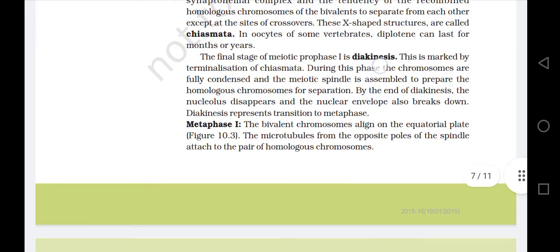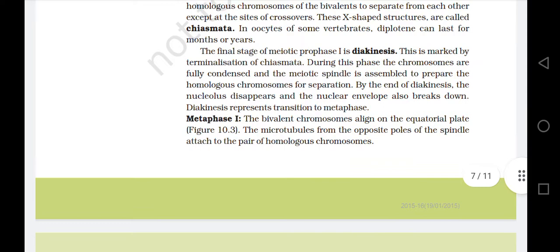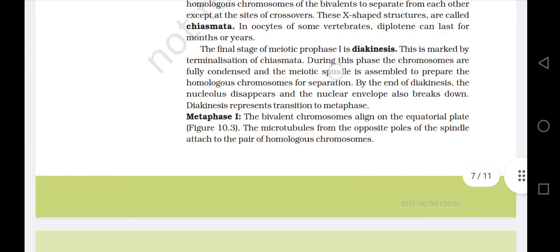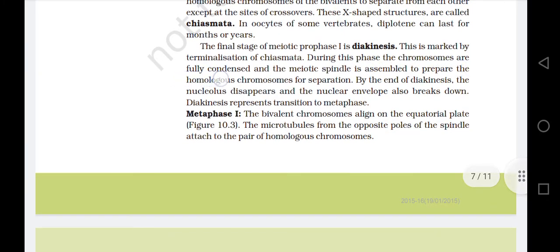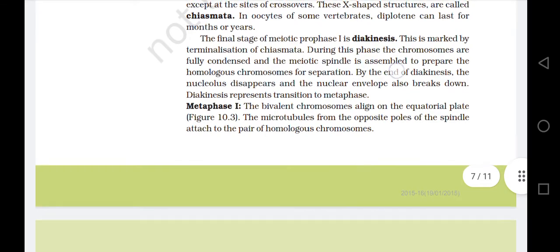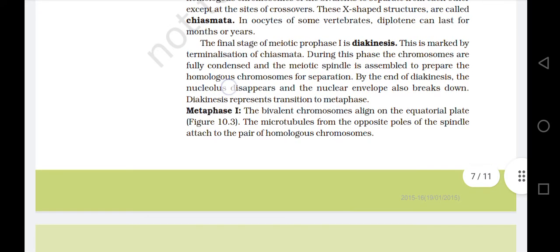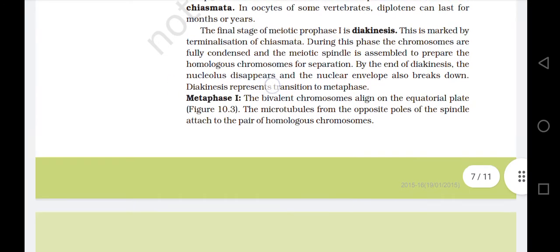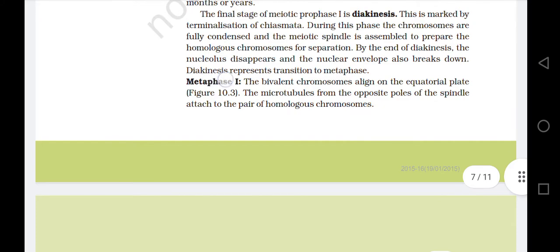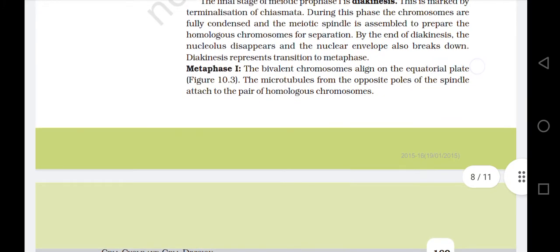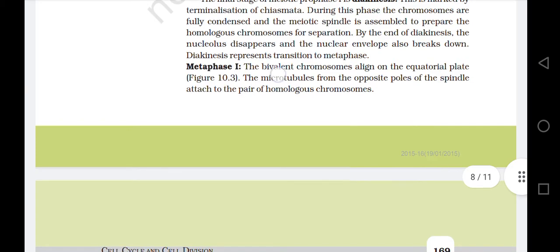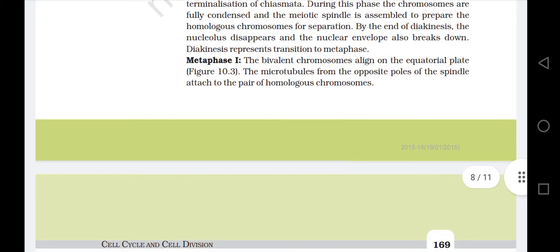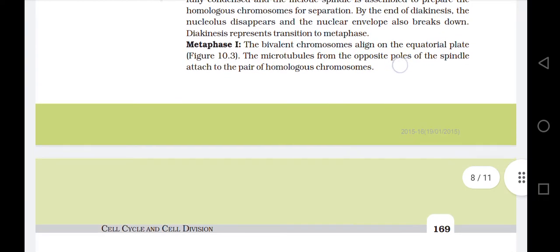During this phase, the chromosomes are fully condensed and the meiotic spindle is assembled to prepare the homologous chromosomes for separation. By the end of diakinesis, the nucleolus disappears and the nuclear envelope also breaks down. Diakinesis represents transition to metaphase. Metaphase 1. The bivalent chromosomes align on the equatorial plate, figure 10.3. The microtubules from the opposite poles of the spindle attach to the pair of homologous chromosomes.